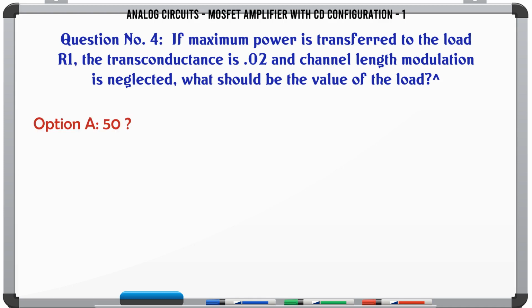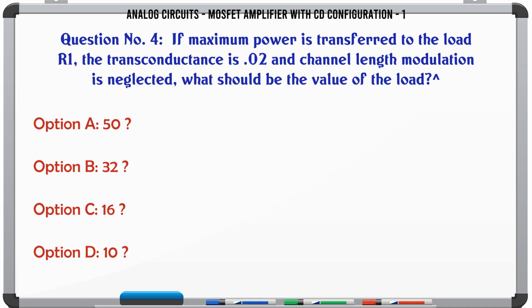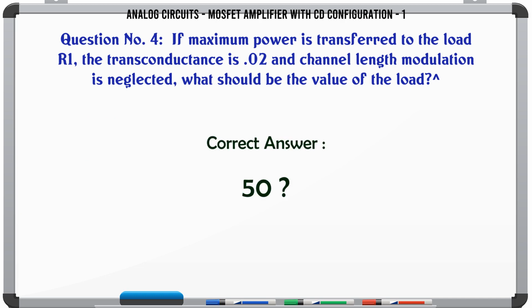If maximum power is transferred to the load R1, the transconductance is 0.02 and channel length modulation is neglected, what should be the value of the load? A 50, B 32, C 16, D 10. The correct answer is 50.